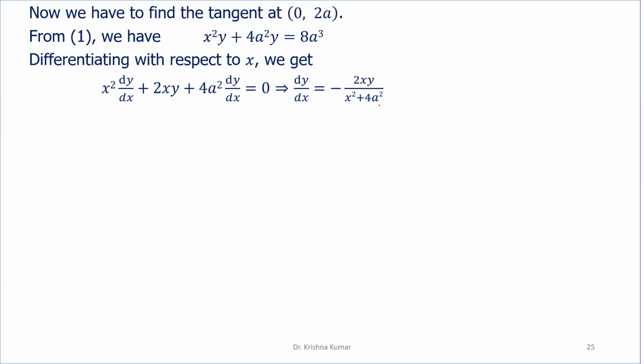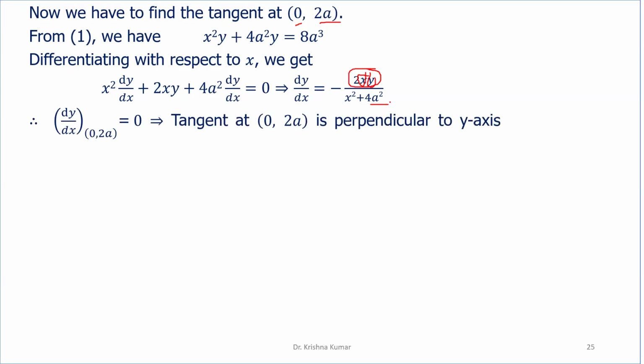Now let us put x equal to 0 and y equal to 2a. So the numerator will become 0 and the denominator will become 4a square. So we are getting dy/dx at (0, 2a), which gives us 0. What it means is that the tangent at (0, 2a) is perpendicular to the y-axis and parallel to the x-axis.